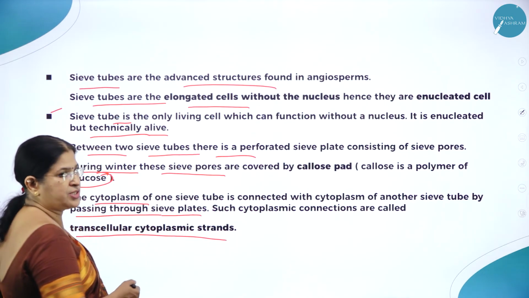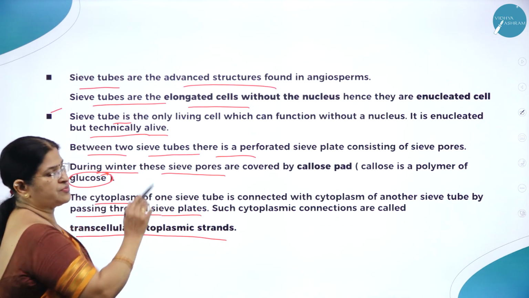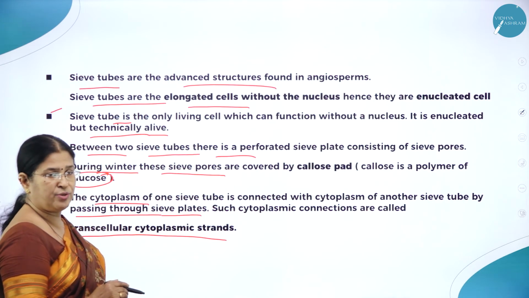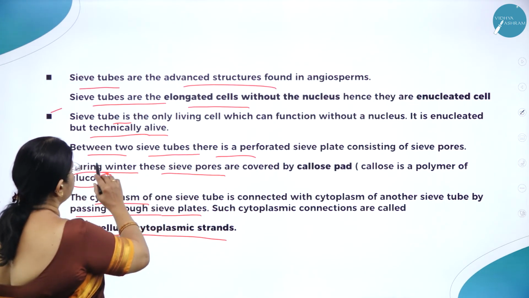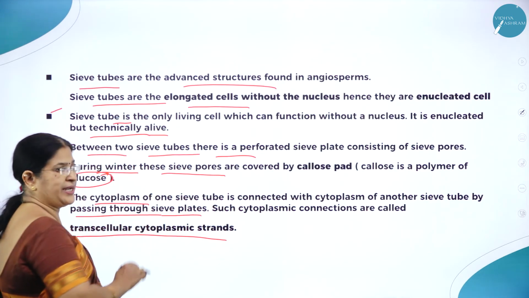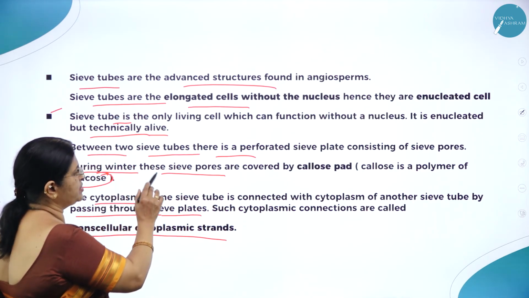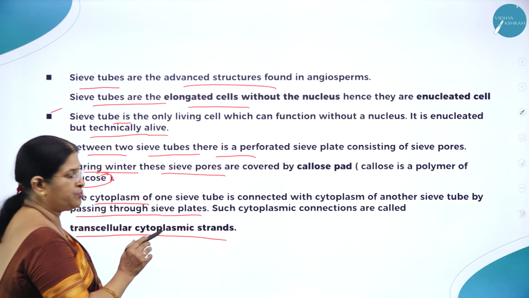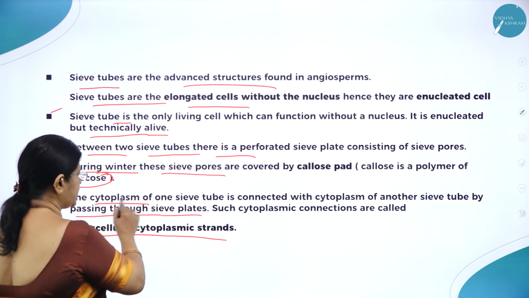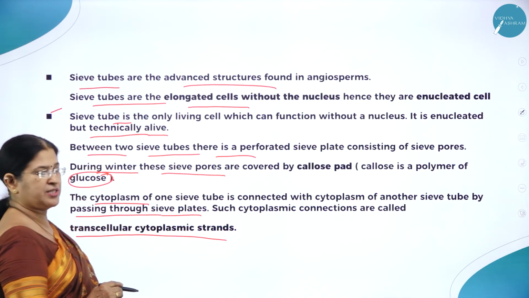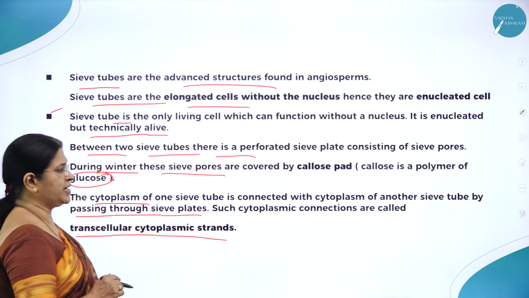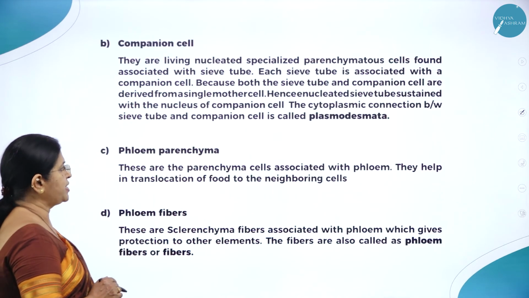So what is the structure of these sieve tubes? Sieve tubes are the advanced structures found in angiosperms. They are elongated cells without a nucleus, hence enucleated cells. The sieve tube is the only living cell which can function without a nucleus. Between two sieve tubes, there is a perforated sieve plate consisting of sieve pores. During winter, these pores are covered by a callose pad. The cytoplasm of one sieve tube is connected with that of another through sieve plates, forming transcellular cytoplasmic strands.